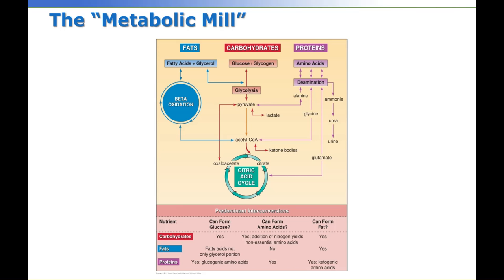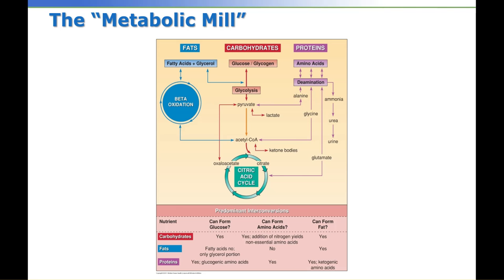Can carbohydrates form glucose? Yes, obviously. Can they form amino acids? Yes. Okay. Addition of nitrogen yields non-essential amino acids. Can they form fat? Yes, they're converted to fat. Can fats form glucose? No, fatty acids can't, but the glycerol can. Okay. Can fats form amino acids? No. Can they form fat? Obviously, yeah.